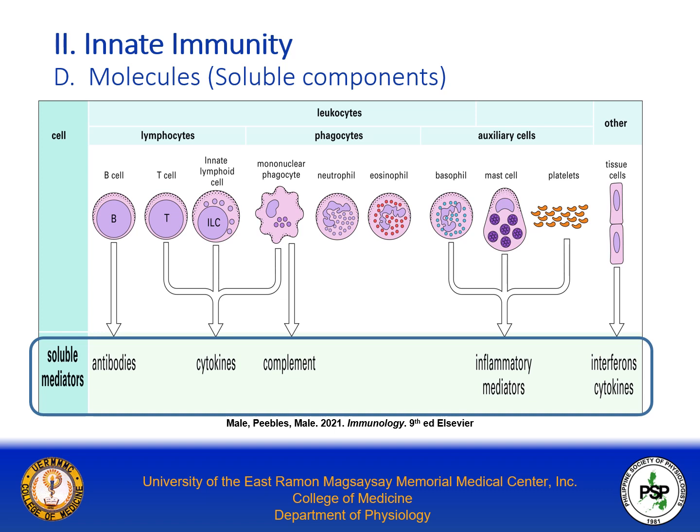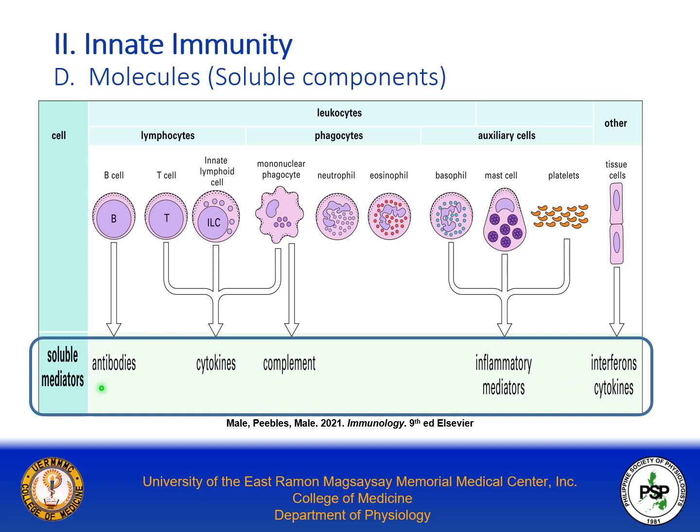We now discuss another component of the innate immunity. These are the molecules or soluble components, namely the complement proteins present in plasma, made primarily by the liver, although there is some synthesis by mononuclear phagocytes. And there are chemical mediators called cytokines produced by T cells, by innate lymphoid cells, and also by other mononuclear phagocytes. There is also an important class of cytokines known as interferons produced in response to viral and bacterial infections.